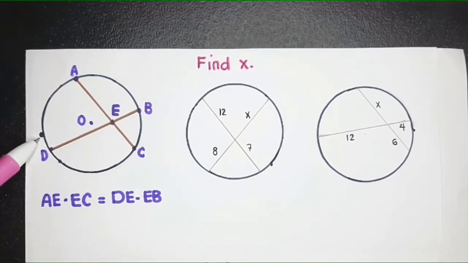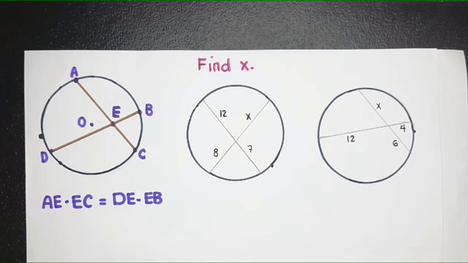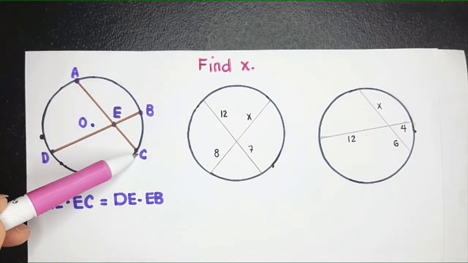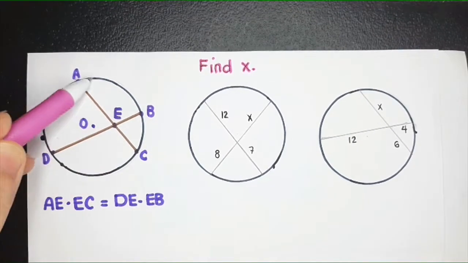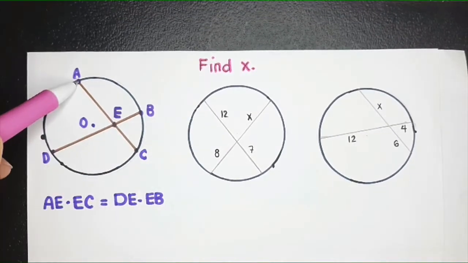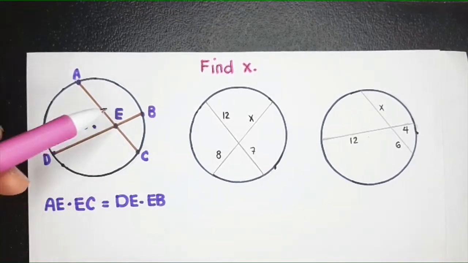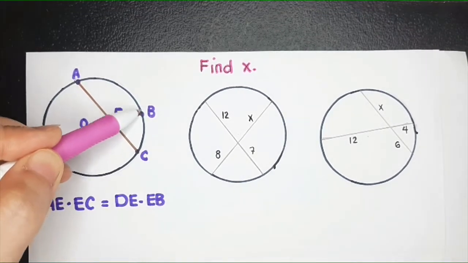We have here two intersecting chords. And we have a theorem on two intersecting chords. But, again, what is a chord? A chord is a line segment whose endpoints lie on the circle. So, this one is a chord kasi yung endpoints nasa circle. This is another chord kasi yung endpoints nasa circle din.